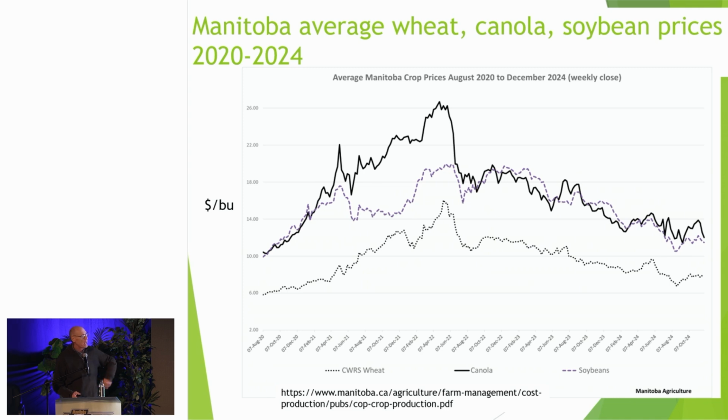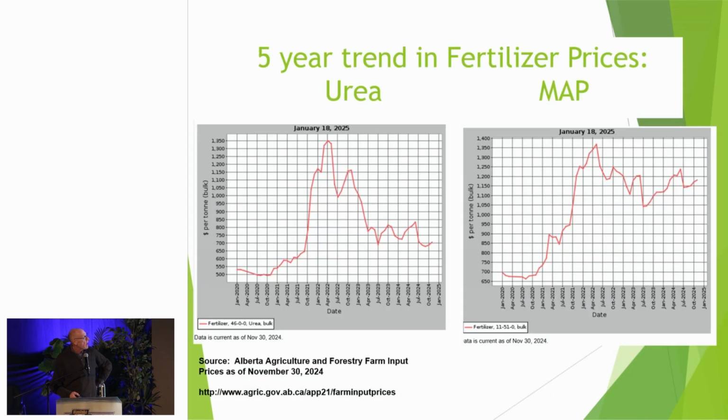But really, how does that relate to what fertilizer prices are and the costs that we're going to have to deal with? Alberta Agriculture is good enough to track prices here. This is the 5-year running price of urea on the left and MAP on the right. And like I was mentioning to Tom, the other speaker, it is uncanny how that red line, how nitrogen prices tend to follow crop prices.